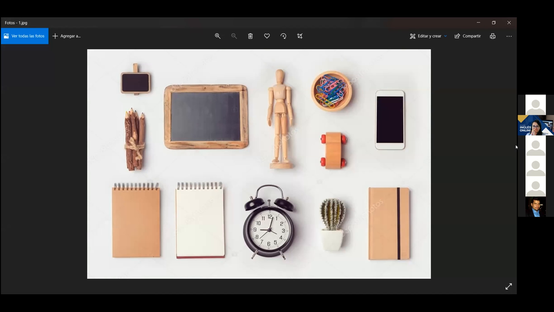Okay. Can I help you? Do you like buy something, objects? Sorry, repeat, please. Can you see the picture? Yes. Okay. Do you like buy something? Yes, I like the cell phone. Okay. Which one? The cell phone.